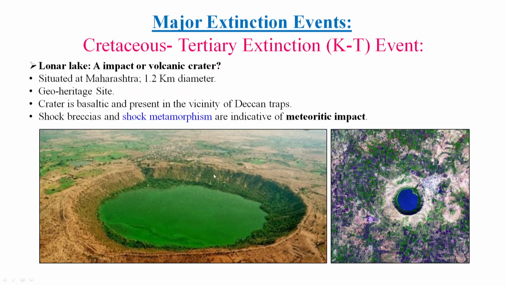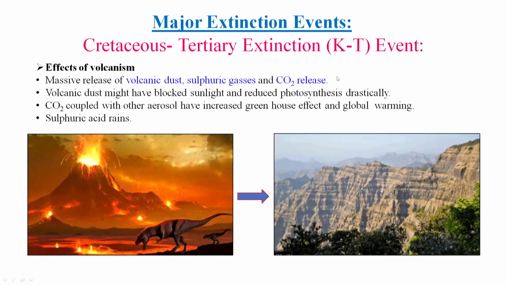This impact has been recorded from the evidences of shock breccia and shock metamorphism that are indicative of meteoritic impact. Like we discussed when we covered different types of metamorphism, we discussed shock metamorphism as well. So they are definitely indicative of this meteoritic impact. The host rock again is basaltic in nature. So here is a plan or top view of this crater lake, and it has now been declared a geoheritage site by the government of India.